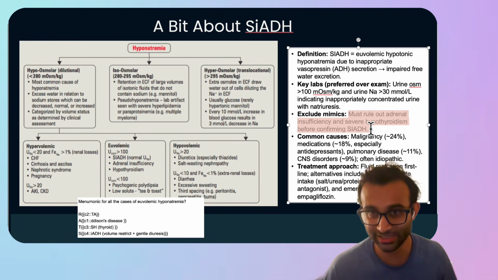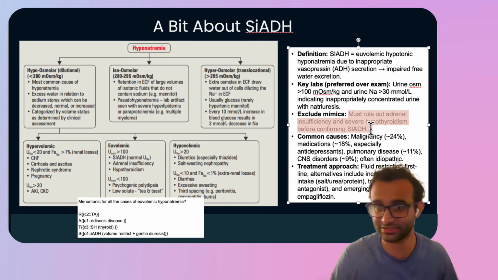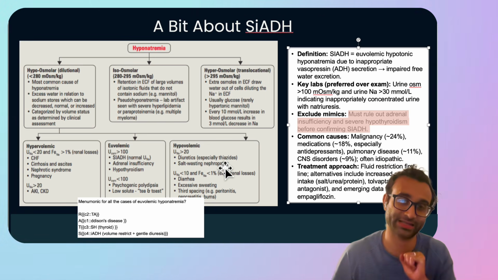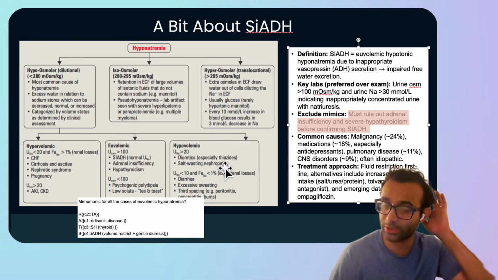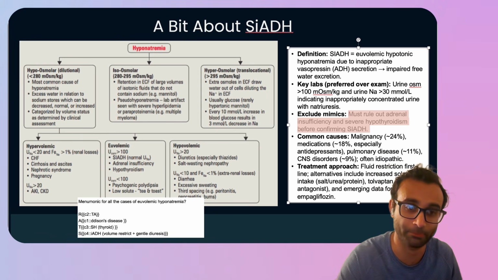And the way to treat SIADH is actually with fluid restriction, which is paradoxical, right? Because if someone is hypovolemic, what would you do? You would give them fluids. But if someone has SIADH, what would you do? You would fluid restrict them. So that's very impressive. It's important to know these things. You can consider giving these patients who have SIADH salt tabs and urea tabs as well.